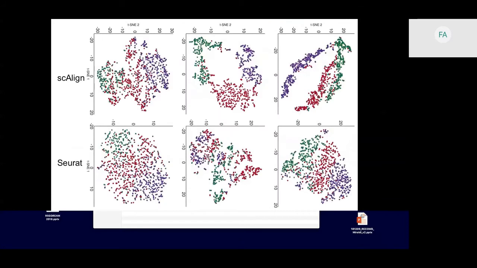And so here's just some visualization showing the cells after alignment. Basically the cells on the far left are this very heterogeneous case. And you can see that, for example, with methods like Seurat, the cell types don't really separate out as well as they do for SC-align.